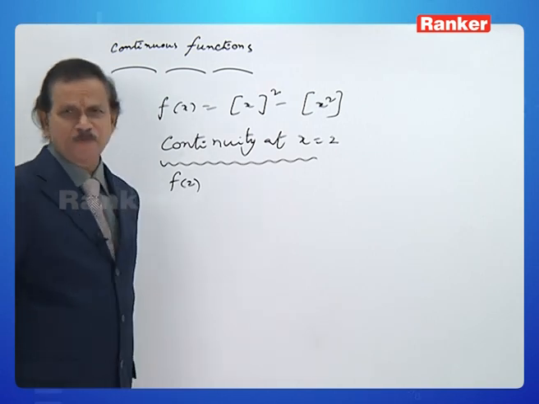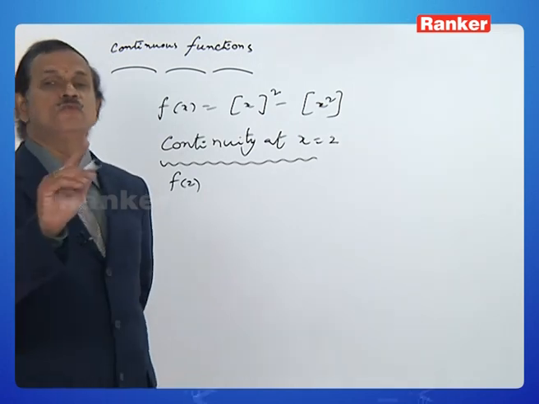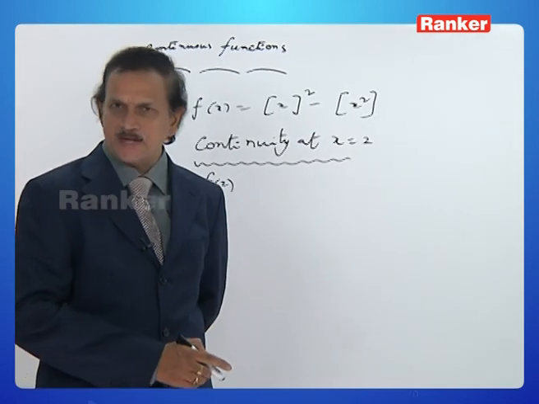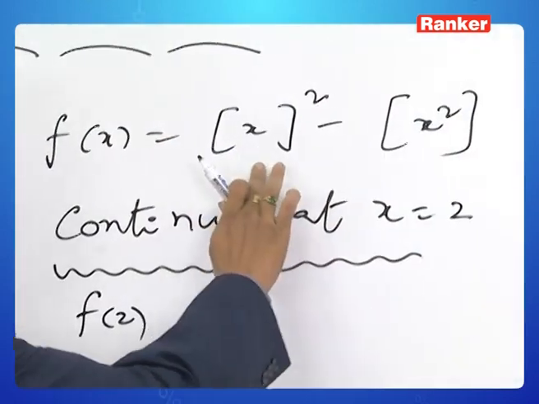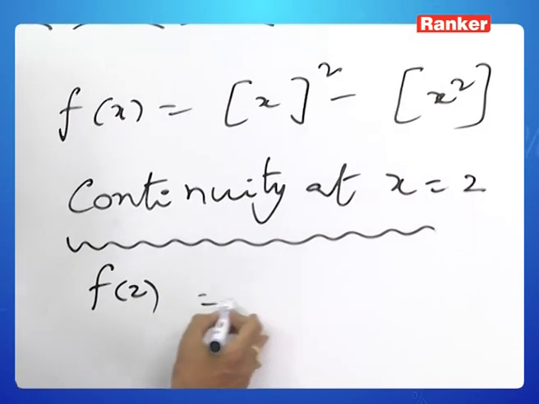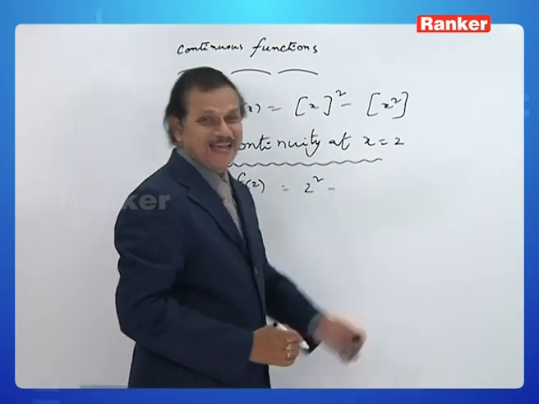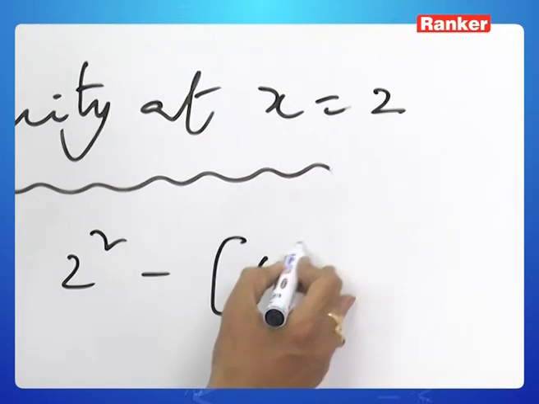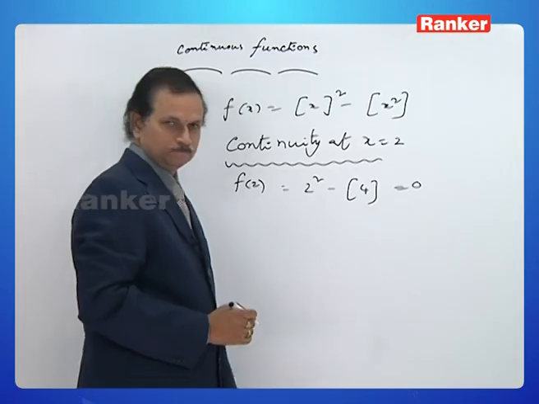What are the steps to be followed? Three steps: f of 2, f of 2 from left, f of 2 from right. Three things we may have to find. First of all, f of 2. What is f of 2? Integral part of 2 whole square minus integral part of 2 square. 2 square is 4, integral part of 4 is 4. 4 minus 4 is 0. So f of 2 is 0.